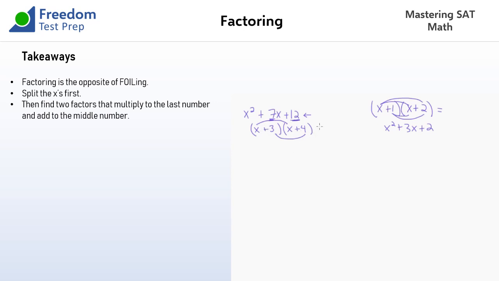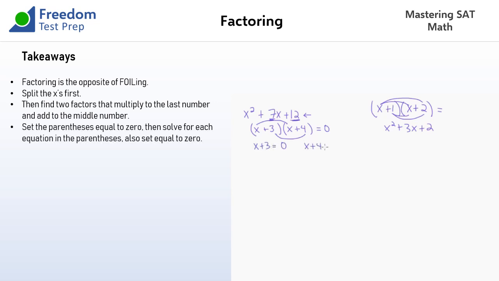All right. The next step in factoring is you always set these parentheses equal to 0, and then you set each of the parentheses by itself equal to 0. And then simply solve for x. So we subtract 3 from each side, we get x equals negative 3. We subtract 4 from each side, we get x equals negative 4. And these would be our two answers. Okay, so that would be the simplest.